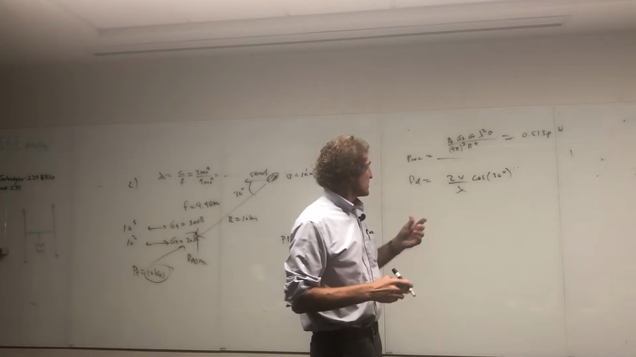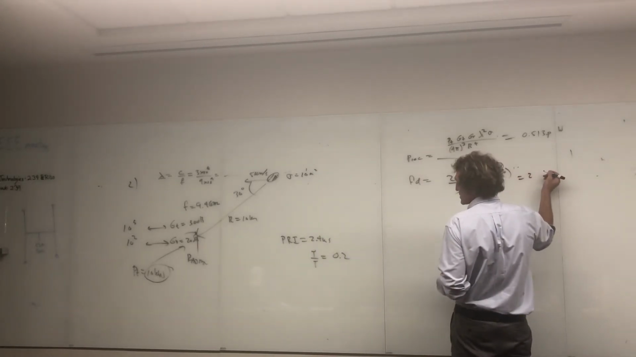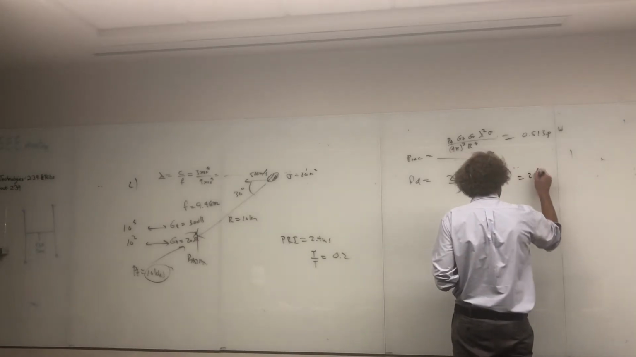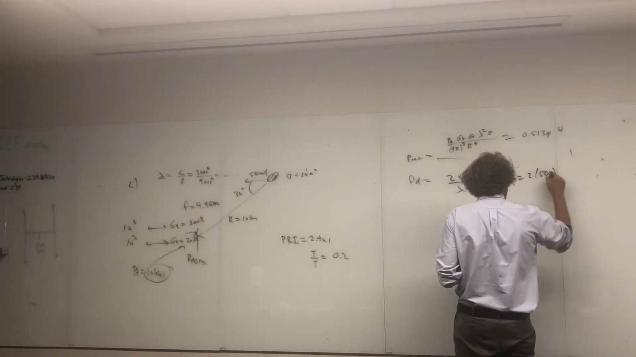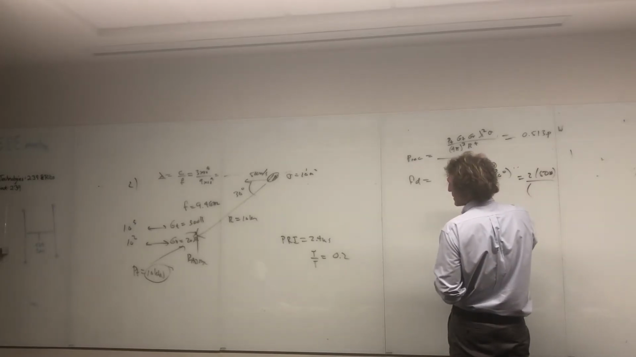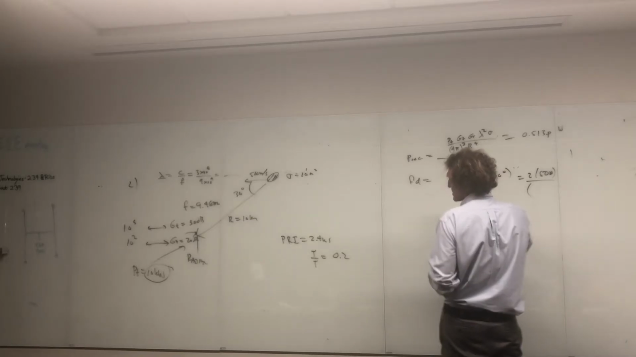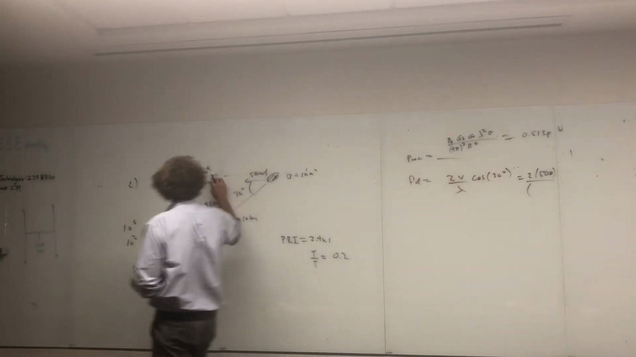And what do you get for this? Well, this is equal to 2, and the velocity was 500, right? 500 divided by lambda, and lambda, whatever that is, it's 9.4, by the way, here.